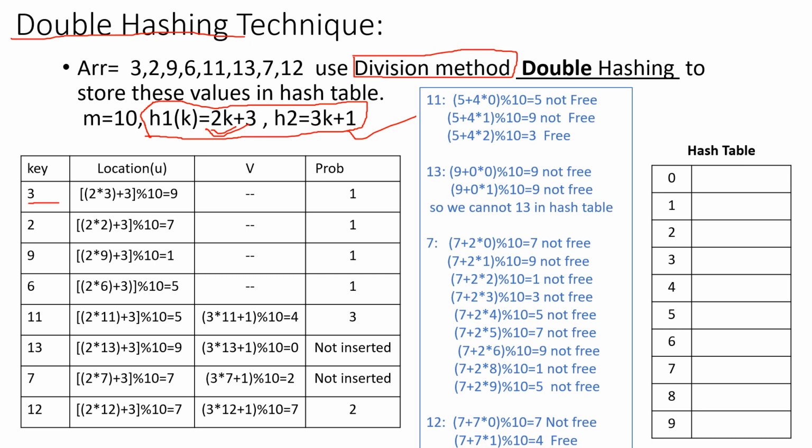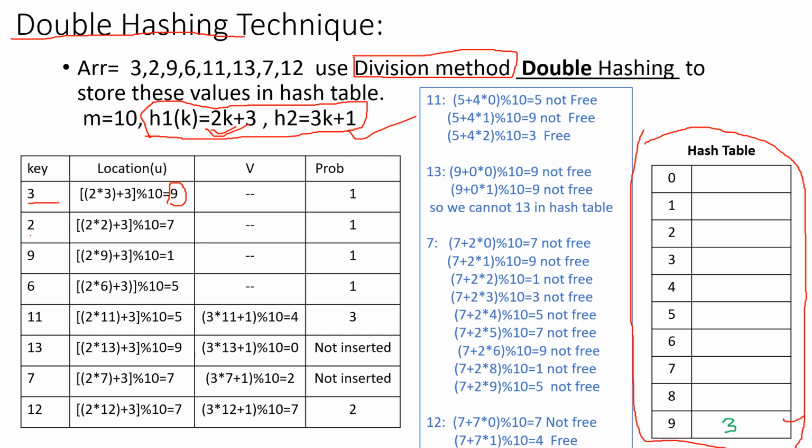The given element is 3, and if I calculate the index of 3 using the first hash function, I'll get 9. Now check the hash table. Is the 9th index free? Yes, the 9th index is free. So 3 is going to be stored at the 9th index.